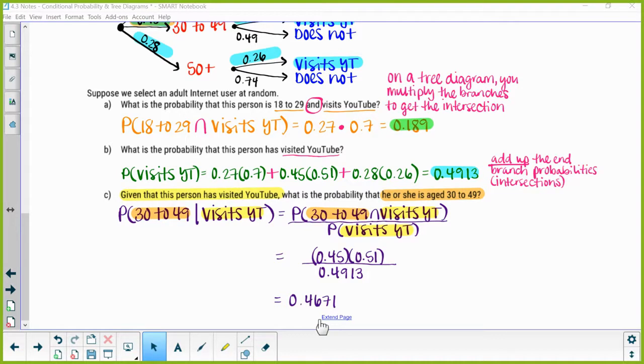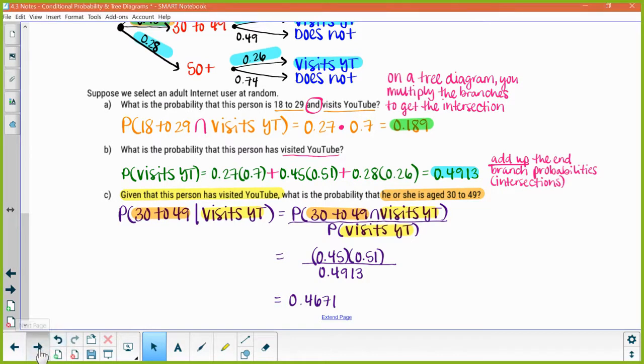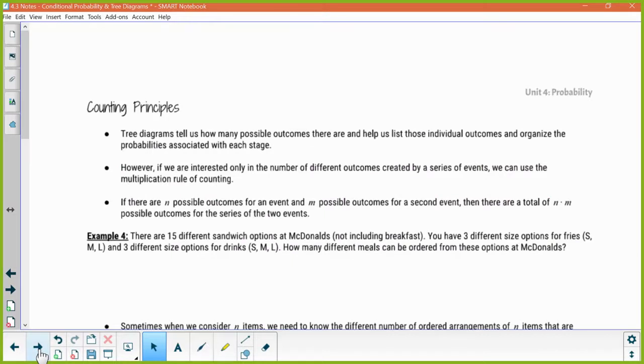And the last things we're going to cover for today, again, this is kind of a refresher jumble of things you've seen in some way or another in math. We have some counting principles. Tree diagrams tell us how many possible outcomes there are. They help us list those individual outcomes and organize. However, sometimes you're only interested in the number of different outcomes created by a series of events.